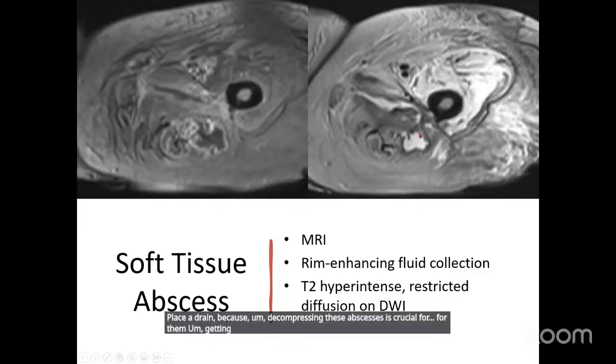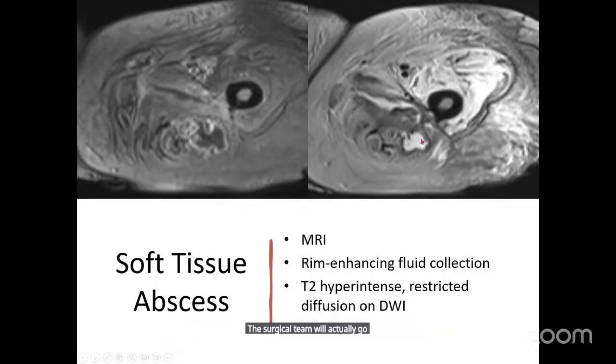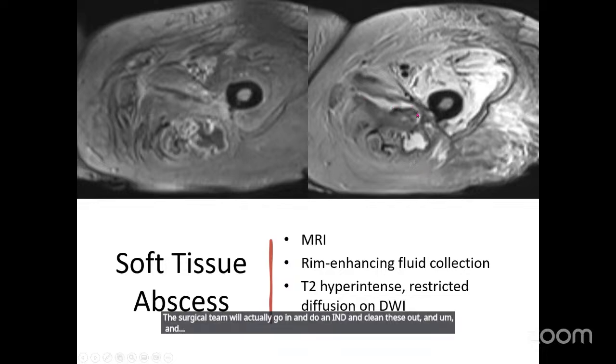And also, if it's a large enough abscess, the surgical team will actually go in and do an I&D and clean these out and basically take out any loculations or extra fluid collections. They'll probe those and kind of get as much purulent material out as possible to help the antibiotics do their job.